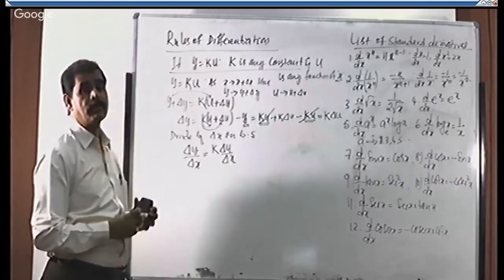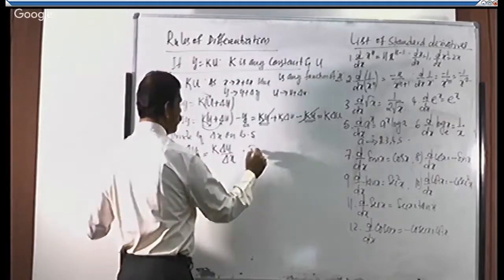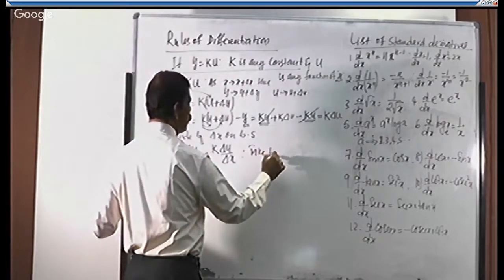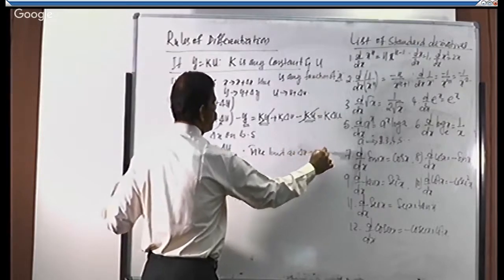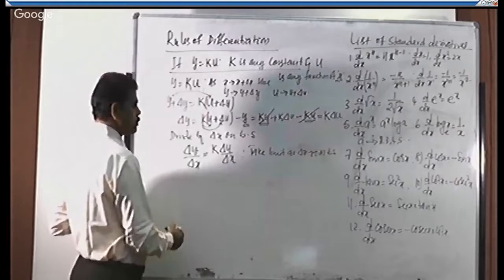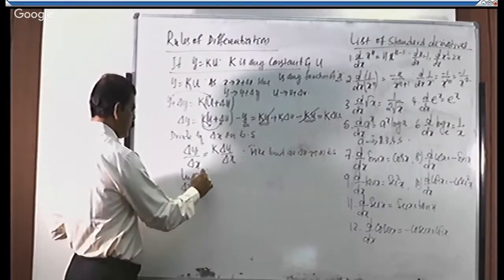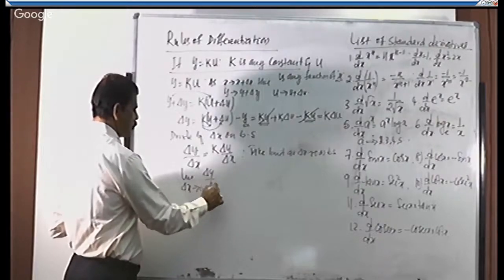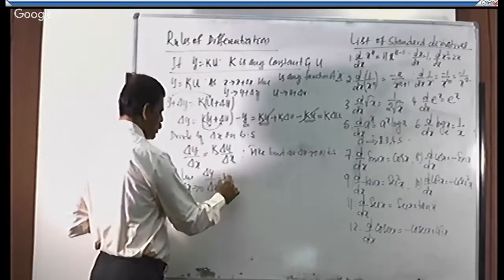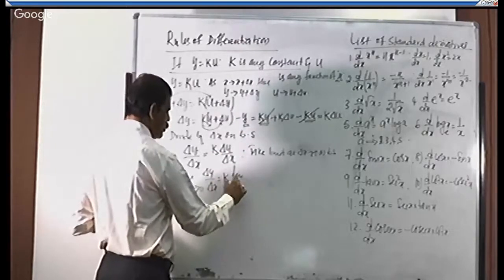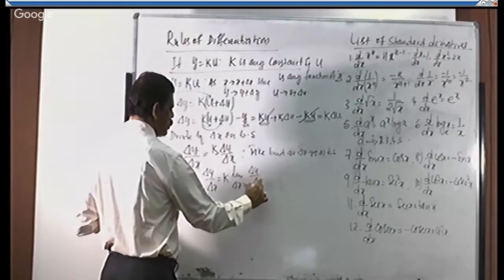What is the next step in the first principle? After dividing by delta x, we should take the limit, correct? Take the limit as delta x tends to 0 on both sides. On both sides it becomes the limit as delta x tends to 0 of delta y divided by delta x, which is equal to the constant. Now you take it outside, then apply the limit for the variable, delta u by delta x.